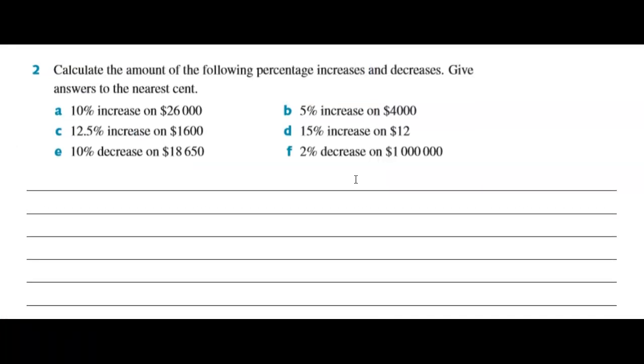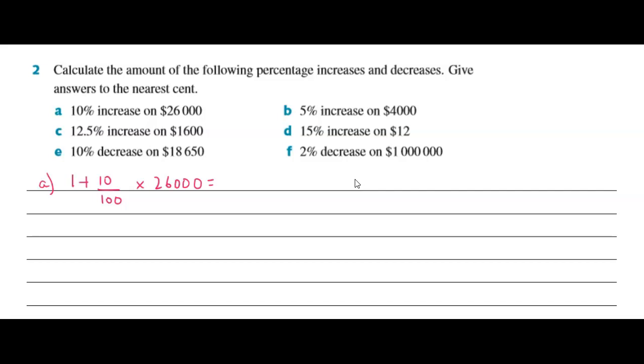All right, let's concentrate more. Question 2. Calculate the amount of the following percentage increases and decreases. Give your answer to the nearest cent. Okay, so we're doing a 10% increase on 26,000. So if we're doing a percentage increase, we're going to be doing 1 plus our percentage amount over 100 times 26,000.